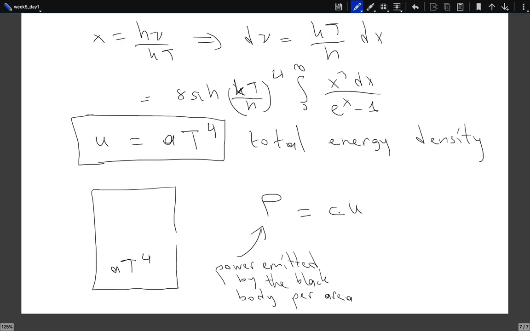Because if you had charges moving, the current you would just define as the charge density multiplied by the speed of the charges. So here we have some energy density flowing with the speed c. Of course, it's not flowing only in one direction, it's flowing in every direction. So there is a geometrical factor c over 4. So this is defined as sigma times t to the 4. This is the Stefan-Boltzmann law.